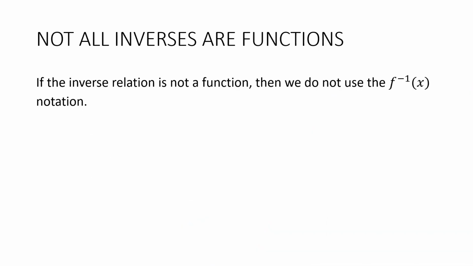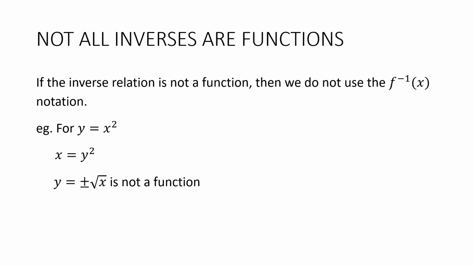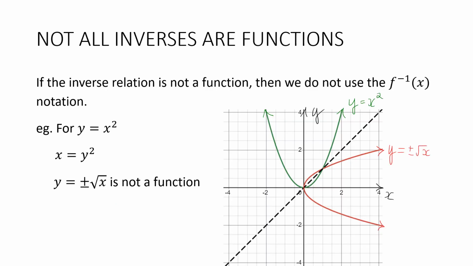You might have noticed I was really careful with my language before, and I said that we form the inverse relation because not all inverses are functions. If the inverse relation is not a function, we don't use this notation. Here's an example. If we've got y equals x squared and we switch the x and the y, when I make y the subject, I get y is equal to plus or minus root x, and that's not a function because there's two answers for many x values. And indeed when we graph it, it's still reflected in the line y equals x, but this is not a function because it fails the vertical line test.